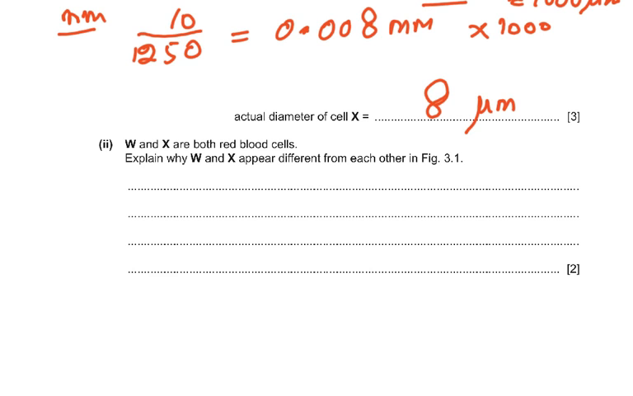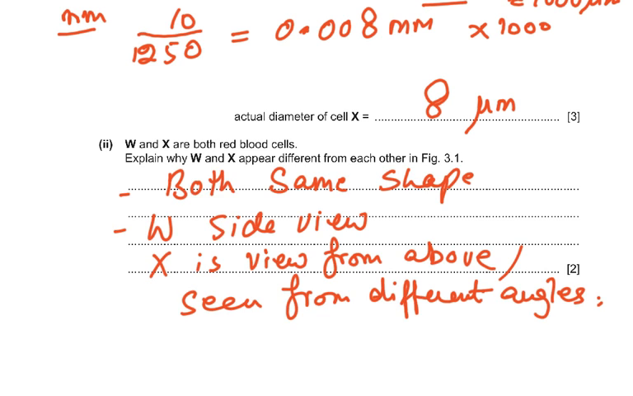Now coming to part 2. W and X are both red blood cells. Explain why W and X appear different from each other in figure 3.1. It's just the view. I mean, if you look at your phone from the side or if you look at it from the top, it's very different. Both have the same shape, but W is the side view and X is a view from above, or you can say seen from different angles.